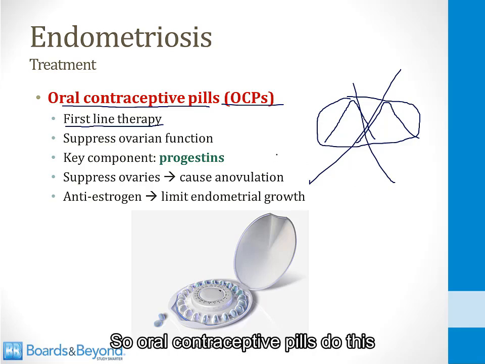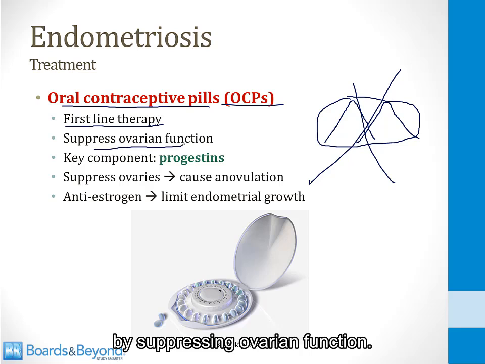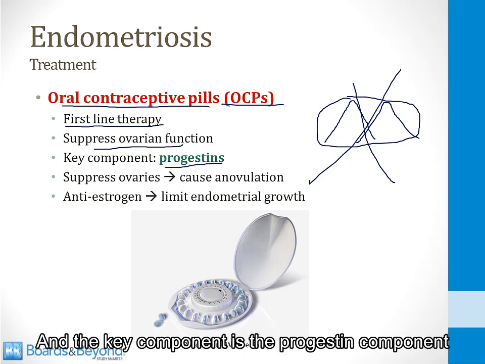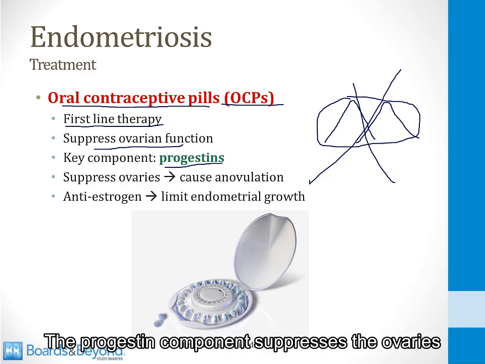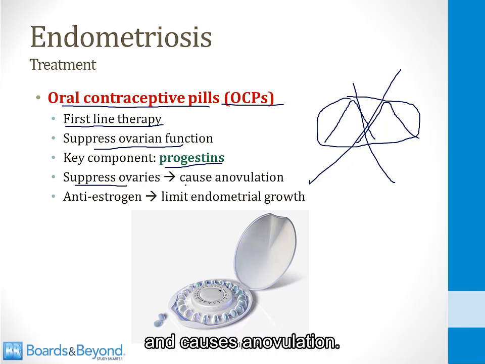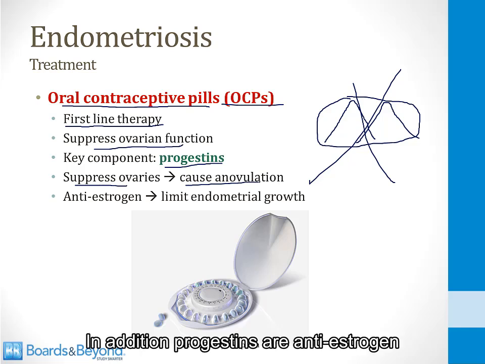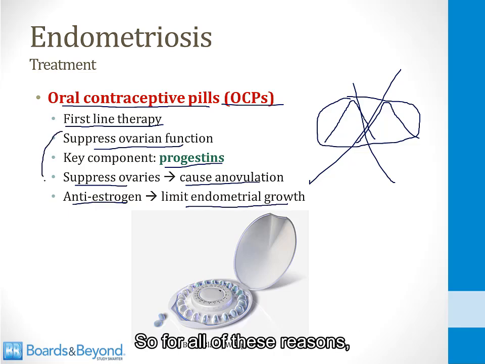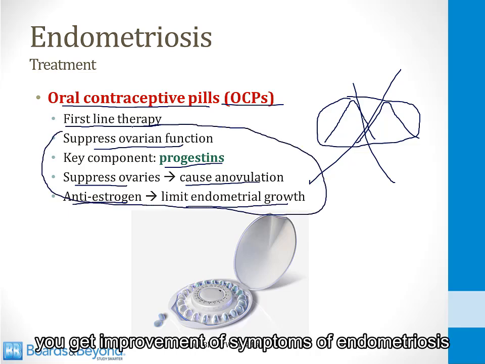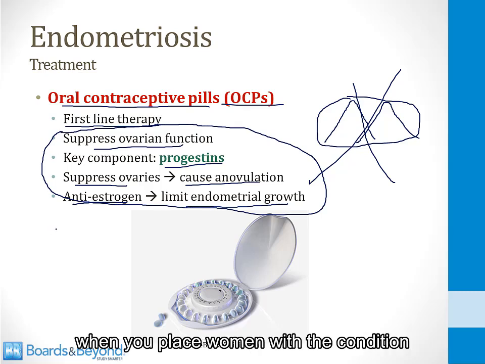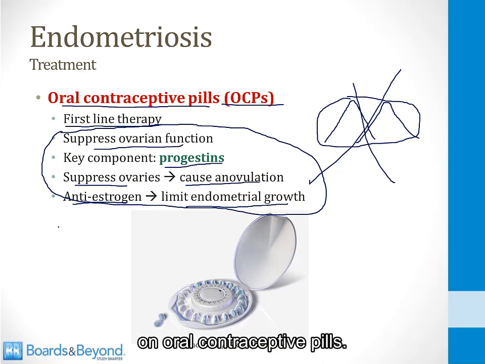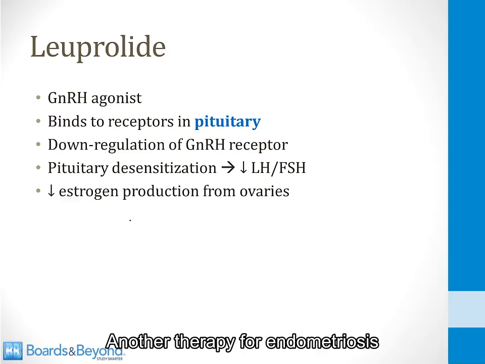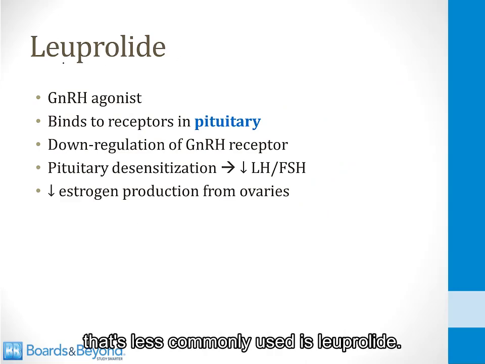So oral contraceptive pills do this by suppressing ovarian function, and a key component is the progestin component of these pills. The progestin component suppresses the ovaries and causes anovulation. In addition, progestins are anti-estrogen, so they limit endometrial growth. So for all of these reasons, you get improvement of symptoms of endometriosis when you place women with the condition on oral contraceptive pills.